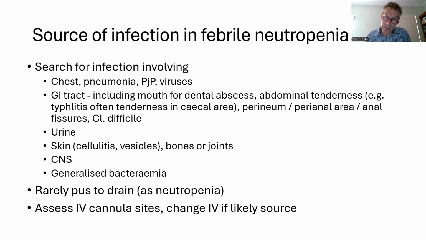Also examine their perineum, because perineal infections are quite common. Check the perianal area to ensure they haven't got anal fissures. If a child's got constipation and they've got neutropenia, then they may have anal fissures, and that can be a common site of infection. And if they've got diarrhea, then consider whether they've got mucositis or Clostridium difficile. A variety of different sorts of infections can occur.